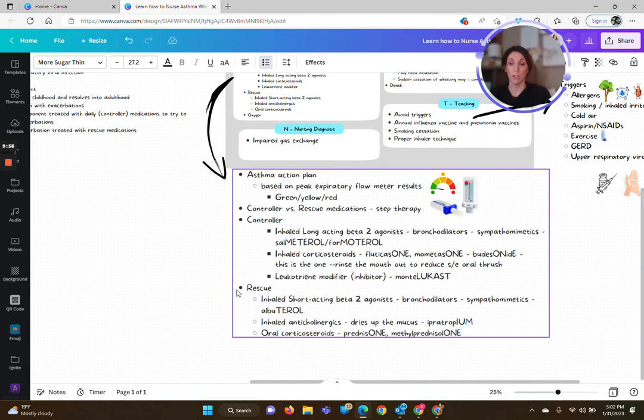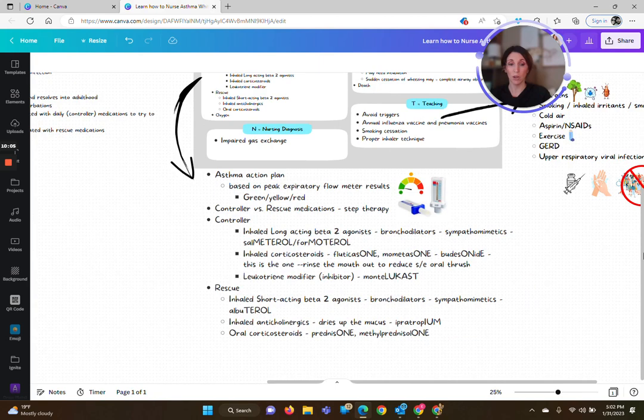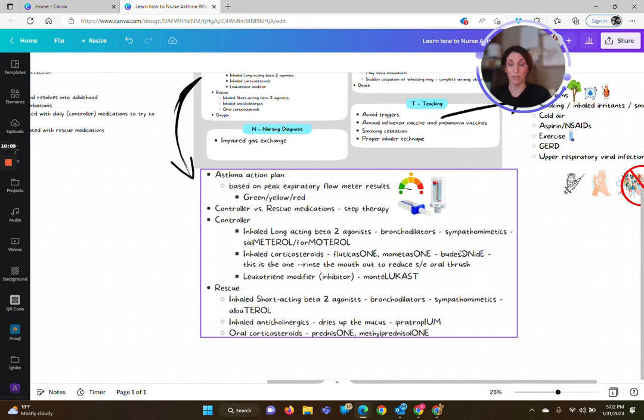So controller medications, long-acting beta-2 agonists. Beta-2 agonists are sympathomimetics, or bronchodilators, so they help open up the airway. The long-acting ones are controller medications such as salmeterol or formoterol. And then we have inhaled corticosteroids such as fluticasone, mometasone, budesonide. I always tell my students, if it ends in O-N-E, this is the one you have to wash your mouth out with.